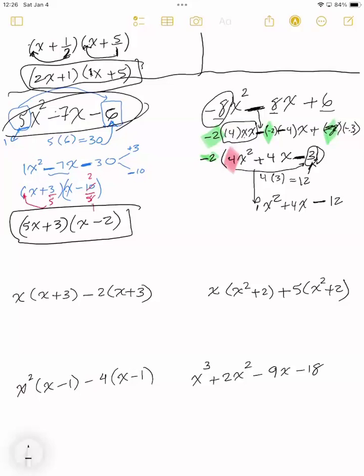I want to multiply two numbers to give me negative 12. So one number has to be negative, one number has to be positive. And then when I add them, I get 4. So the two numbers are 6 and negative 2. 6 times negative 2 is negative 12. 6 plus negative 2, you end up subtracting and you get positive 4. So those are my factors.